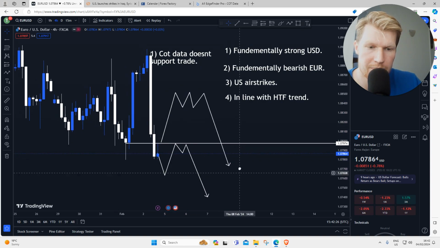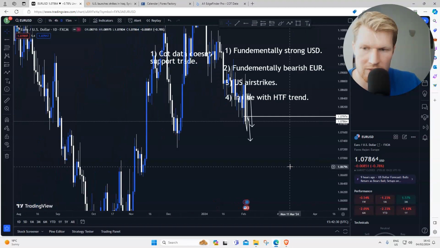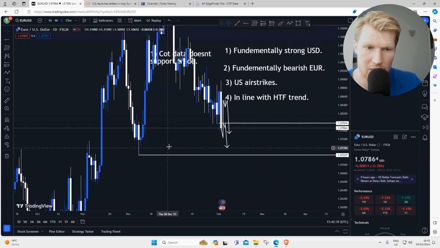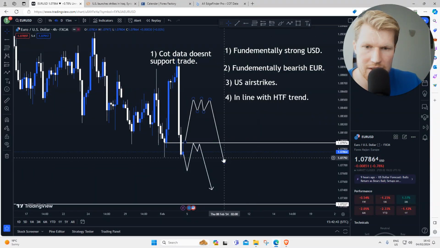But ultimately, I am expecting us to see, so I'll hop onto the daily here, I am expecting us to see price come and check out and test these lows right in around here. That is what I'm expecting. Price come down to these lows. So yeah, let's see if that can happen.